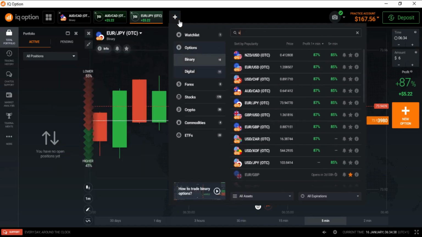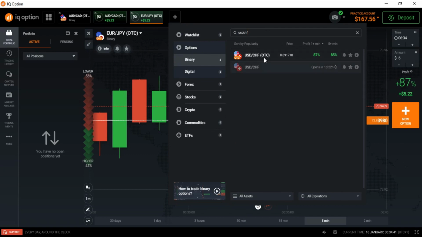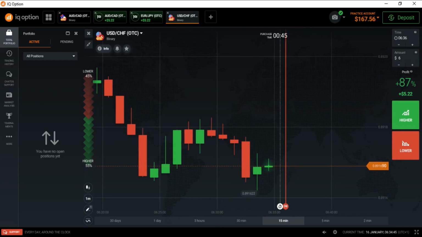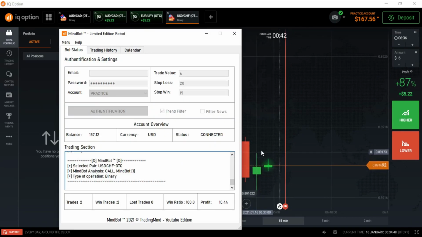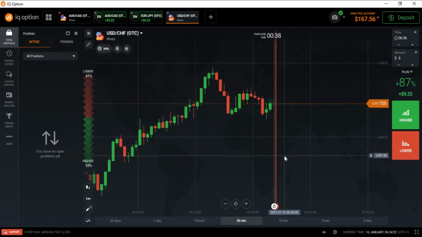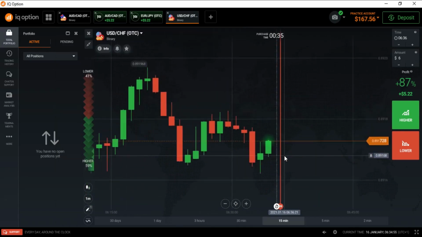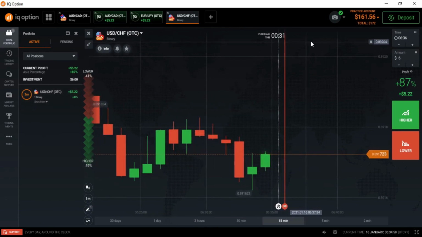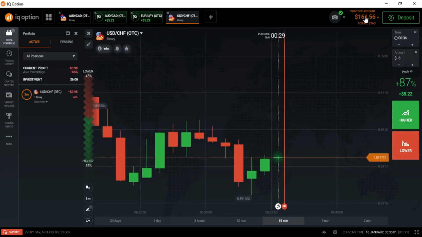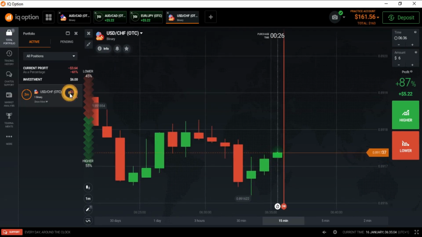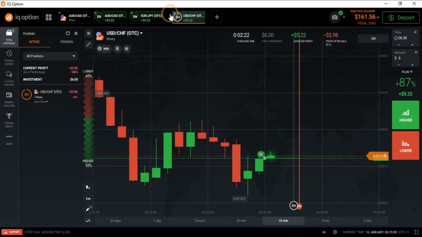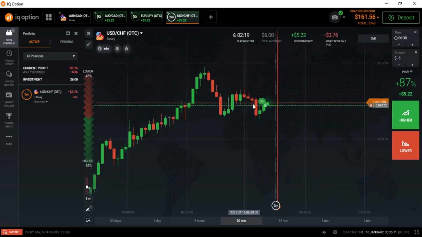So the trade will be placed on USD CHF. So we will wait for the entry. So the entry will be a call. So good opportunity, and let's see what will happen on this trade. So the trade will go right now. The amount has been deducted from the balance, and the trade is going on this side. So let's wait for our trade to finish.